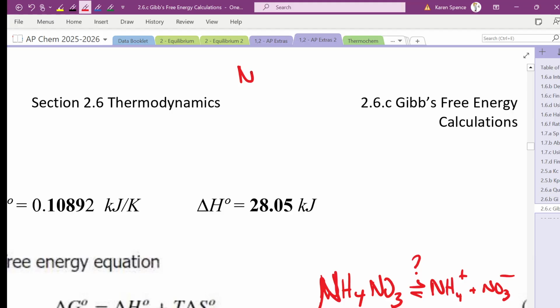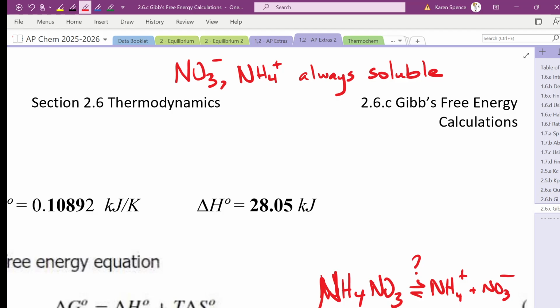NH4 plus salts are always soluble. The other one that's always soluble is nitrate. Oh, guess what? You have ammonium and nitrate. So it's always soluble with always soluble. So it is soluble. What is the other one that you should know that are always soluble?